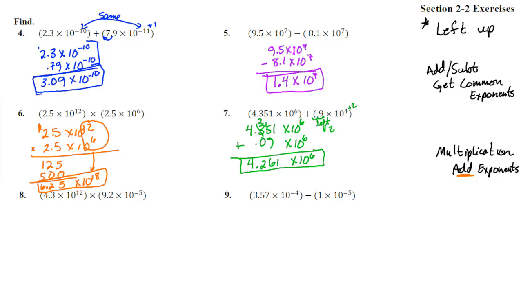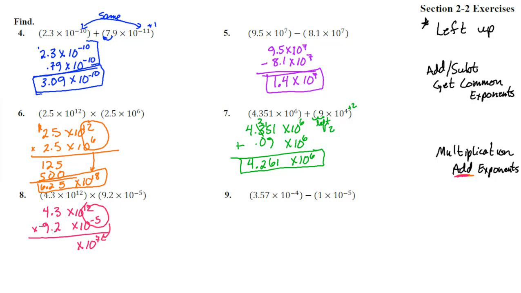Okay, next one, number 8. 4.3 times 10 to the 12th times 9.2 times 10 to the negative 5th. We're in multiplication, so we'll be adding the exponents, and we do not need to get them the same. So let's put that up. 4.3 times 10 to the 12th times 9.2 times 10 to the negative 5th power. Okay, so when we times these, now we could do these exponents first. This will be times 10 to the 7th power will come out there. 12 plus a negative 5 turns out to be a 7.